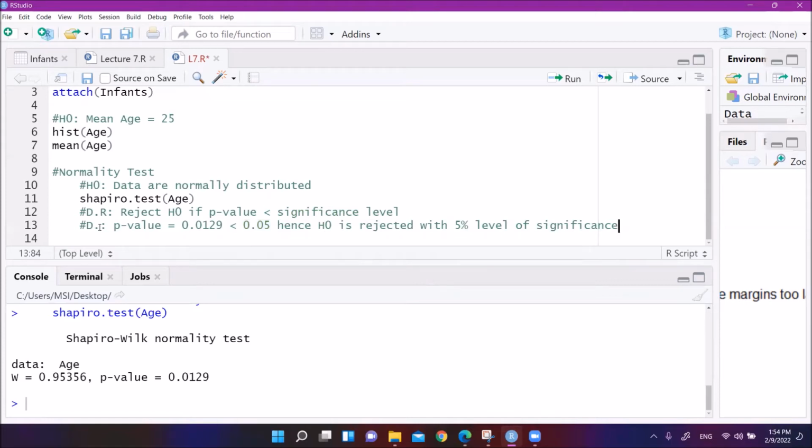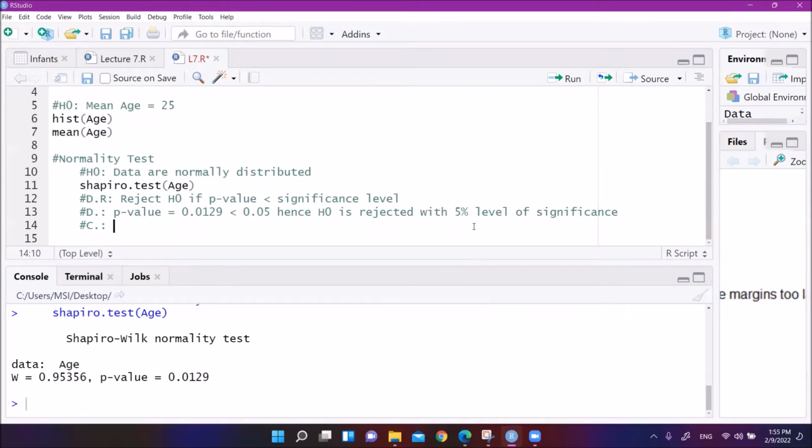When you are writing the decision, you always have to say whether H0 is rejected or not, and you must give the level of significance to make it complete, otherwise you lose marks. You have learned these things previously, and then you write the conclusion. When you are writing conclusions, you always go in plain language. So basically here, data are not normally distributed. This is your conclusion.